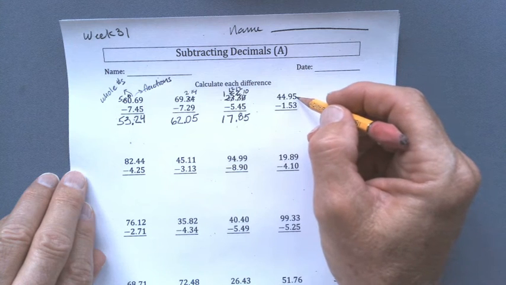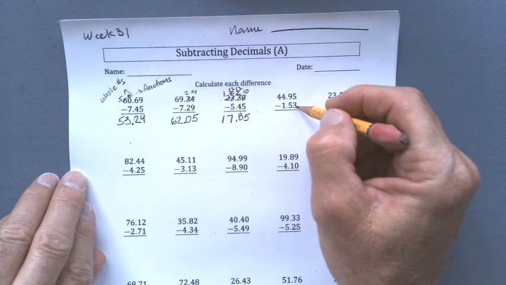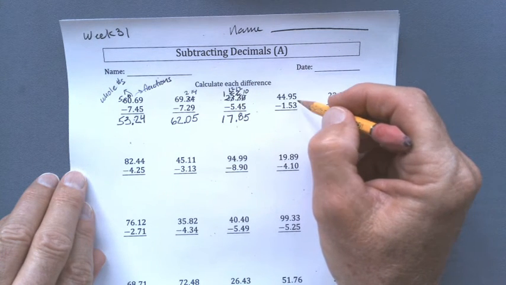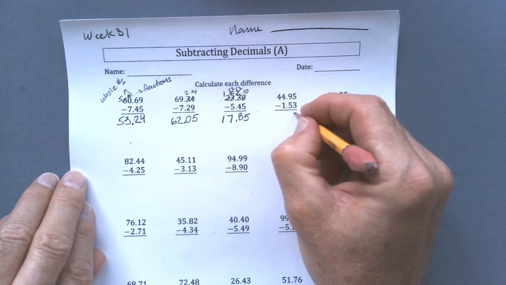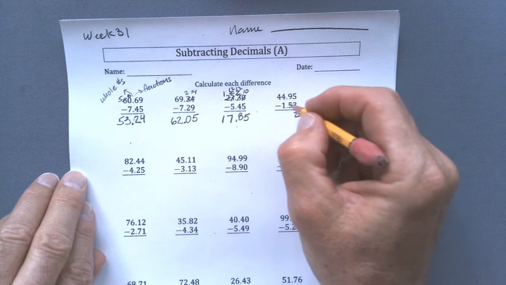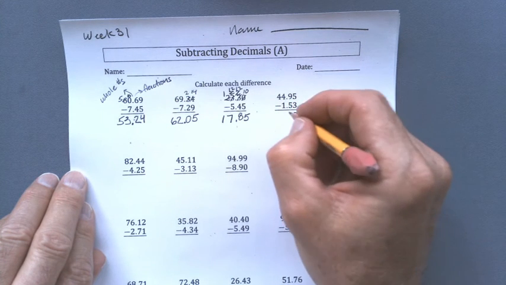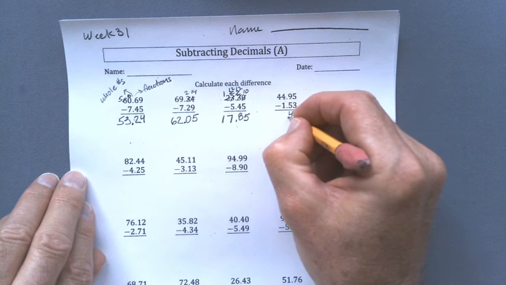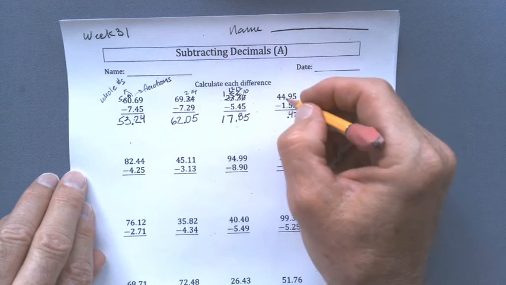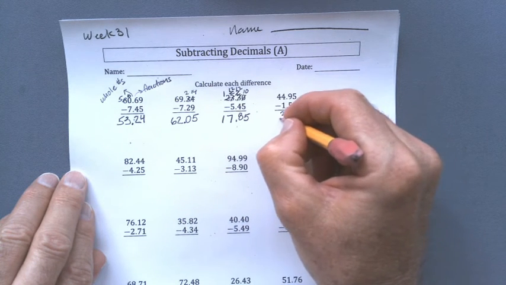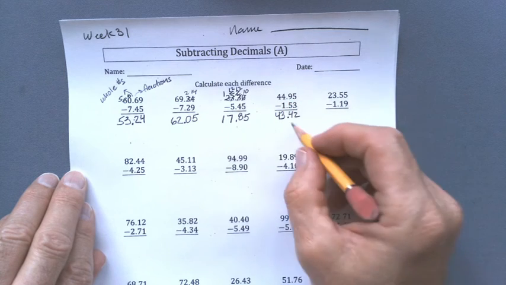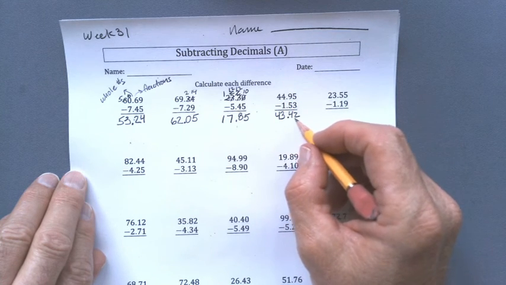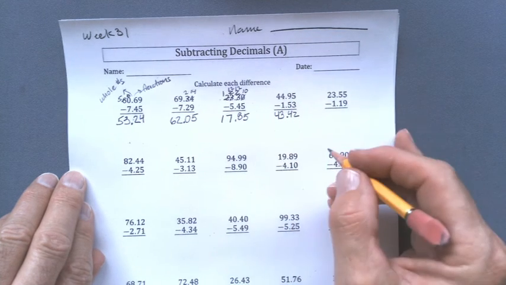It does look easier. We have 5 in the hundredths place and 3 in the hundredths place here. So 5 minus 3 hundredths is 2 hundredths. 9 minus 5 tenths is 4 tenths. We bring our decimal down. Okay. 4 minus 1 is 3, and then we have 4 over here. So this is 43 and 42 hundredths.